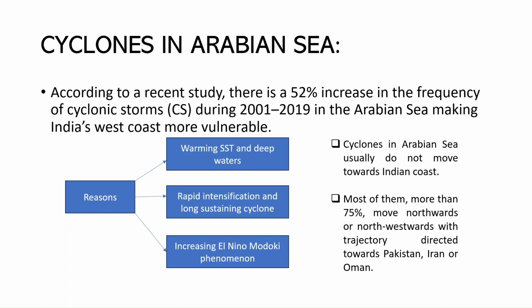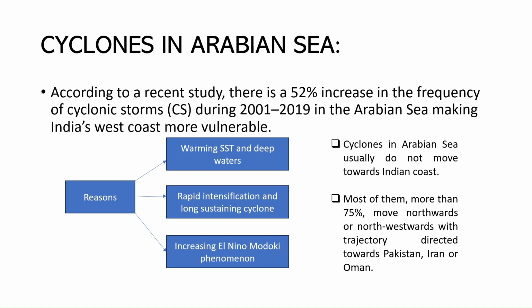Now the question is, what's behind this surge in cyclone events in the Arabian Sea? So the scientists attribute it to a combination of factors. One major factor is the warming of both sea surface and the deeper waters in the Arabian Sea. These warmer conditions provide a favorable condition for cyclones to form and intensify and potentially maintain their strength for a longer period of time, right?